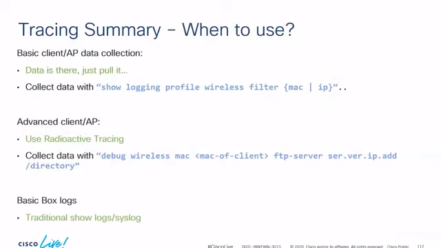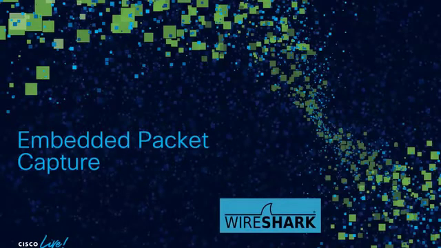What will you use when? If you're doing simple basic client AP data collection, you can simply do always on traces and that will be fine. Advanced debugging, you get into radioactive traces and maybe even get into internal view of the radioactive trace, assuming there is some Cisco team involved working with you. For the basic health monitoring of the system, show log or syslog should suffice.